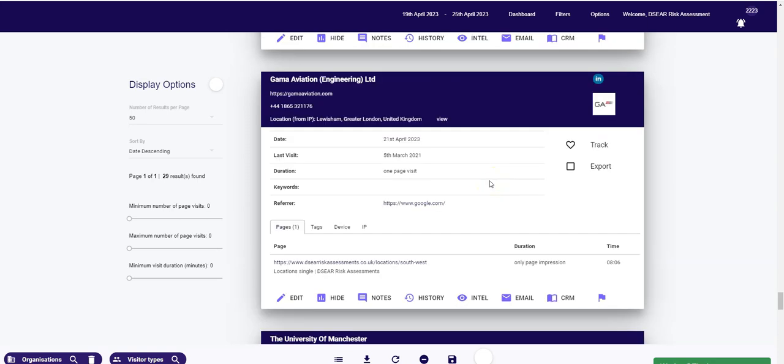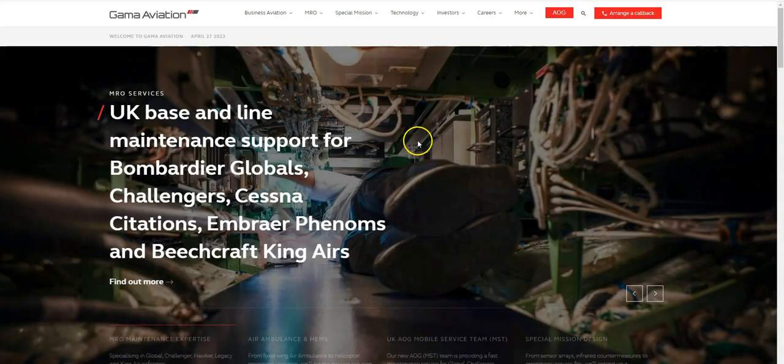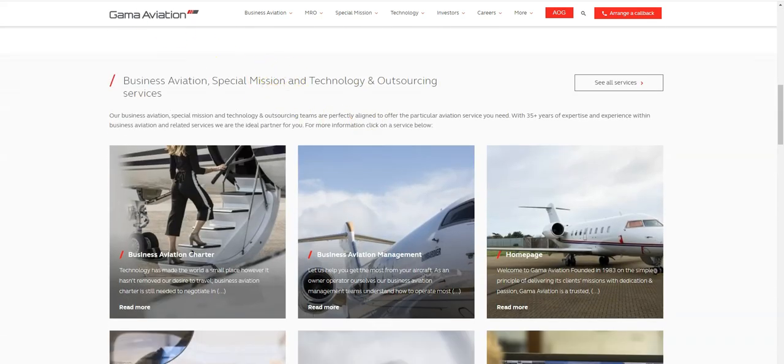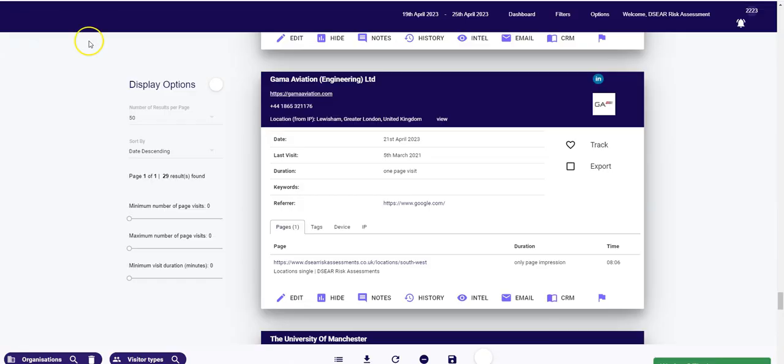What you would typically do is look at the company name, see that they've been to your website, and you might look at their website. So I click on this here, takes me to the website. You can have a look through and decide whether they are the type of people that you would like to engage with. Now, the way you engage with them will be varied.